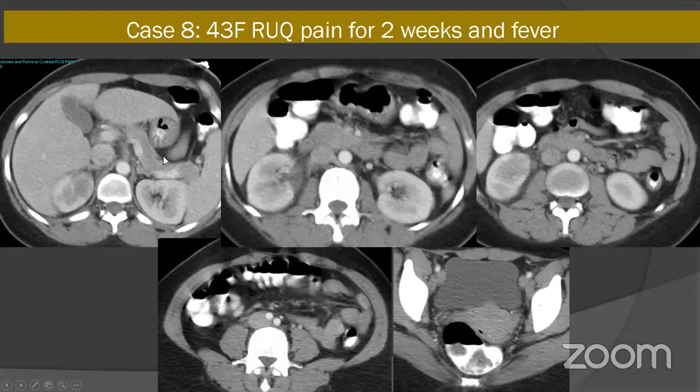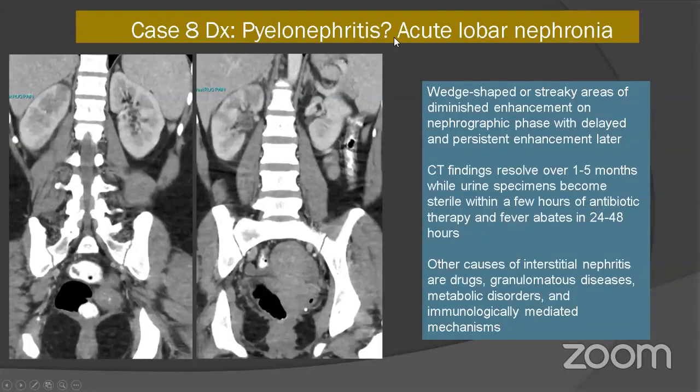So the patient underwent a CT, and the contrast-enhanced CT demonstrates a focal hypodense area in the superior pole of the right kidney. There is also some uroepithelial thickening involving the right renal pelvis, the ureter, with some adjacent fat stranding. You can see the enhancing uroepithelium. And the patient has been having pain for 2 weeks, fever, and this is a case of pyelonephritis, possibly acute lobar nephronia. So in pyelonephritis, you can see the wedge-shaped or streaky areas of diminished enhancement on the nephrographic phase.